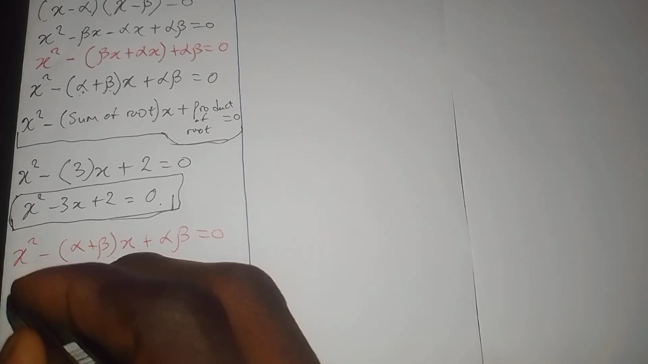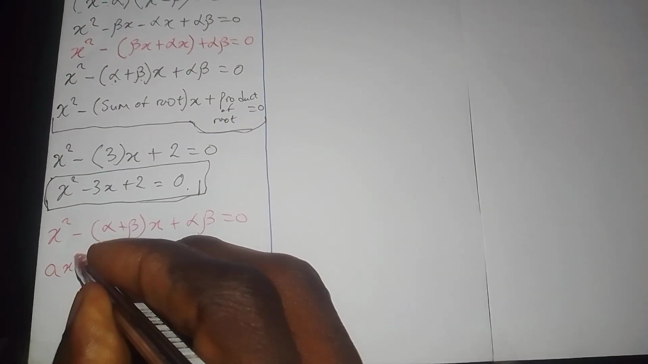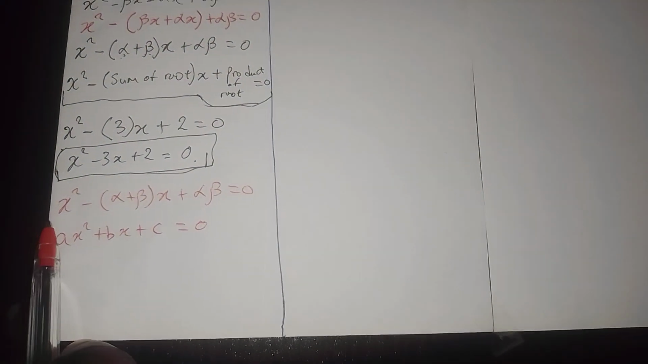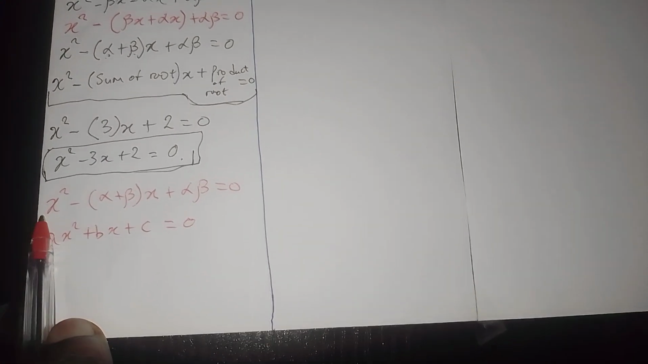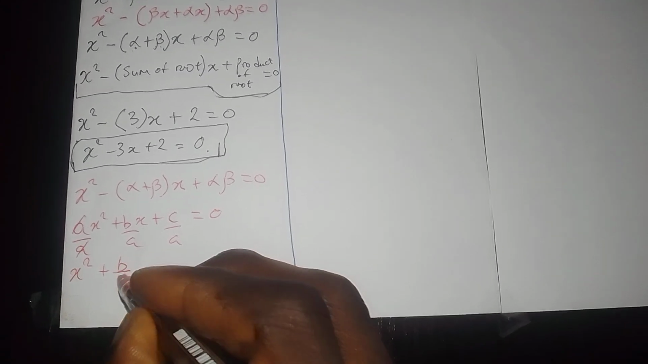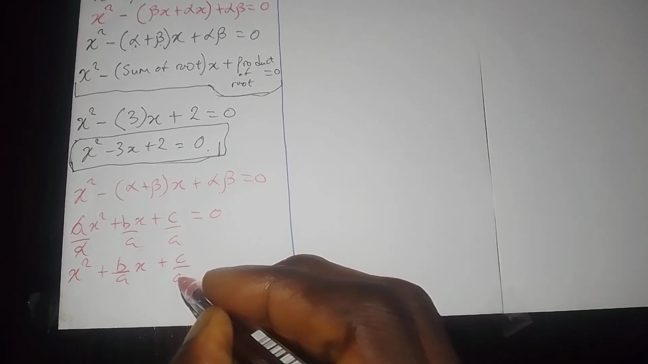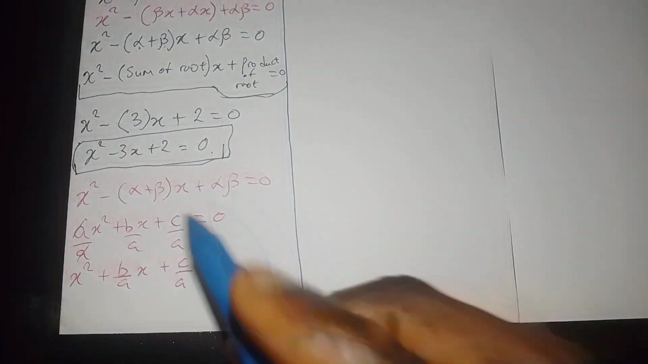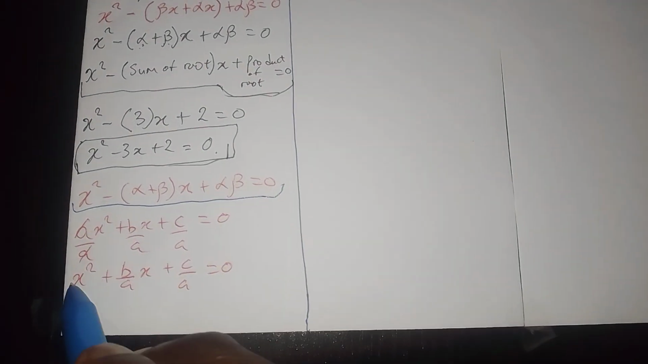From here, recall the general form ax square plus bx plus c equals 0. Comparing this quadratic equation, the coefficient of x square is 1, so divide all through by a. The a's cancel, so what I'm left with is x square plus b over a x plus c over a equals 0. Now let's compare this equation with the one I have here.